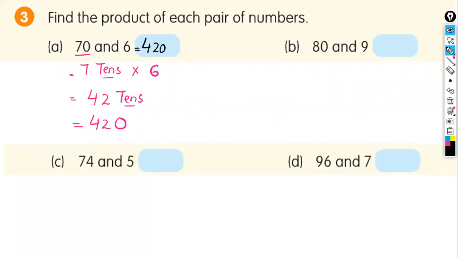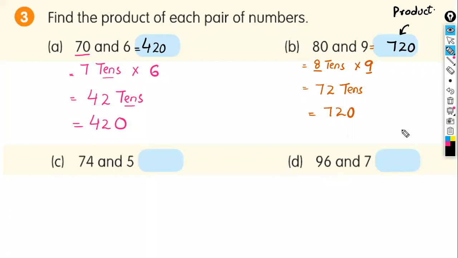Now let's do the second one. It is 80 and 9. We have to find out their product. So 80 can be written as 8 tens multiplied by 9. So 8 and 9, I will multiply them together. So 8 times 9 is 72, and the tens will be written as it is. So it will become 720. So the product of 80 and 9 is 720. It is called a product.